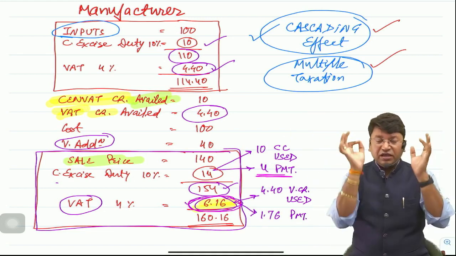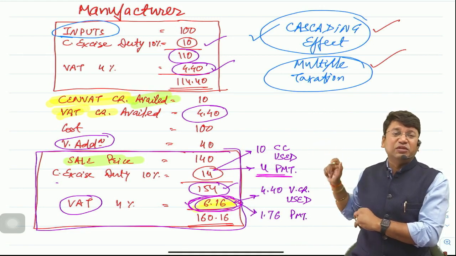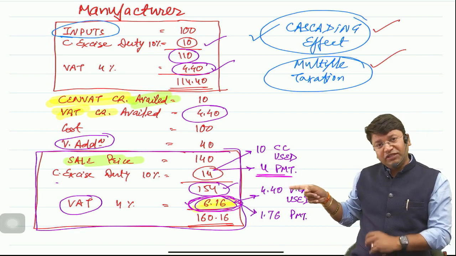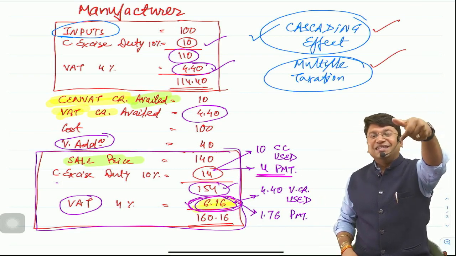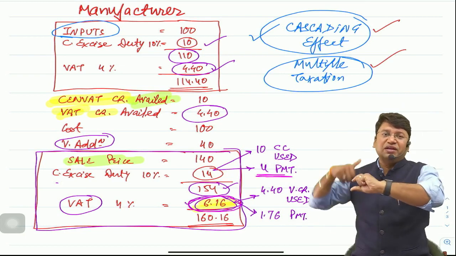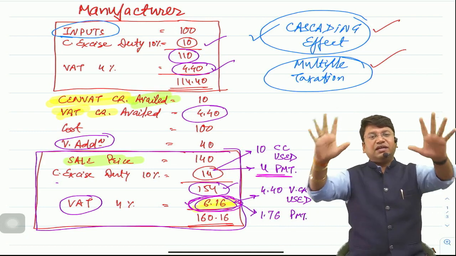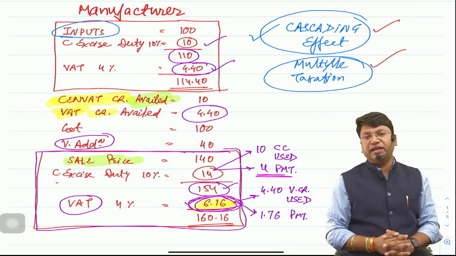So, we'll repeat why the credit of rupees 4.4 is allowed. Because tax is being charged on the entire rupees 154, which includes 110 on which we have already paid the VAT, and again tax is being charged on the entire rupees 154 including 110. So to avoid multiple taxation and the cascading effect, the credit of rupees 4.4 is allowed. I hope you got the entire picture very clearly.